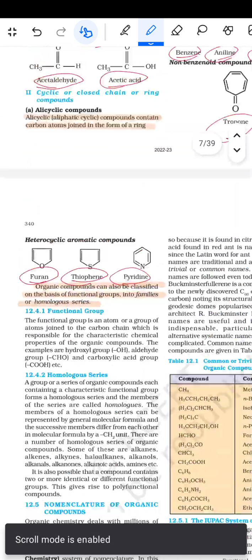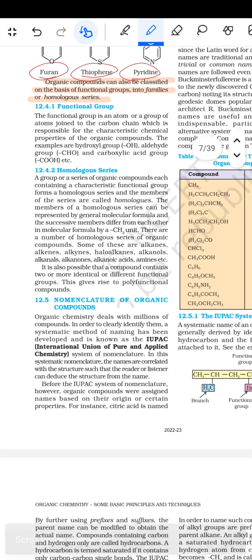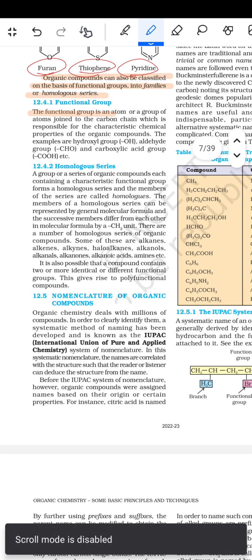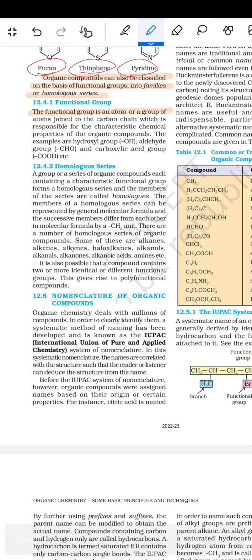Now the functional groups. The functional group is an atom or a group of atoms joined to a carbon chain which is responsible for the characteristic chemical property of the organic compound. The examples are the hydroxyl group OH, aldehyde group CHO, and the carboxylic acid group COOH, etc.